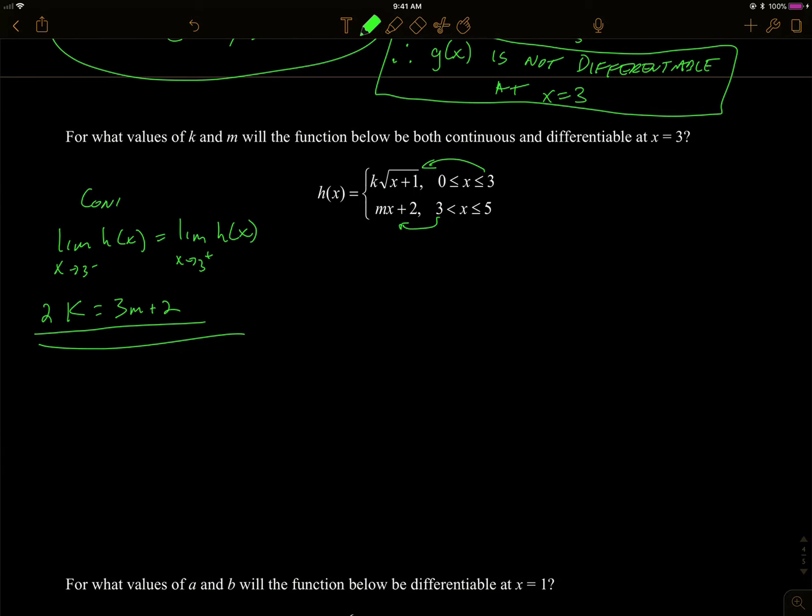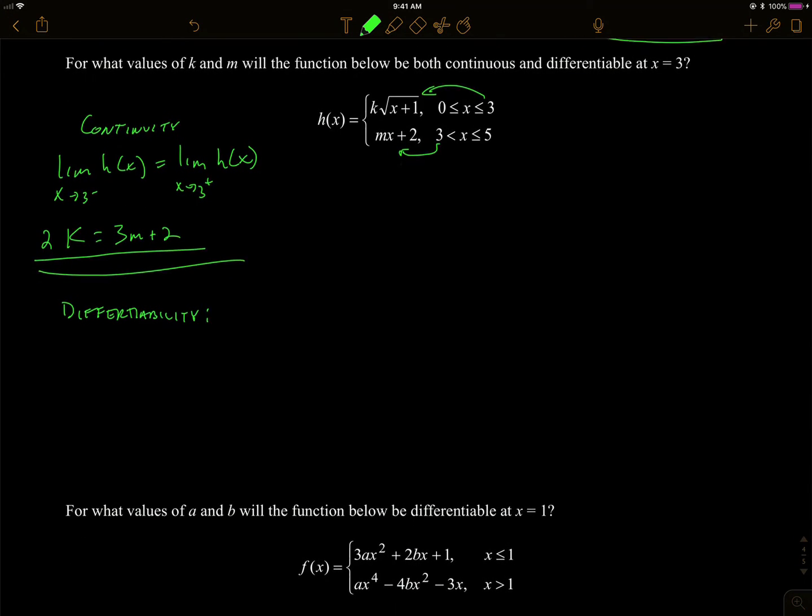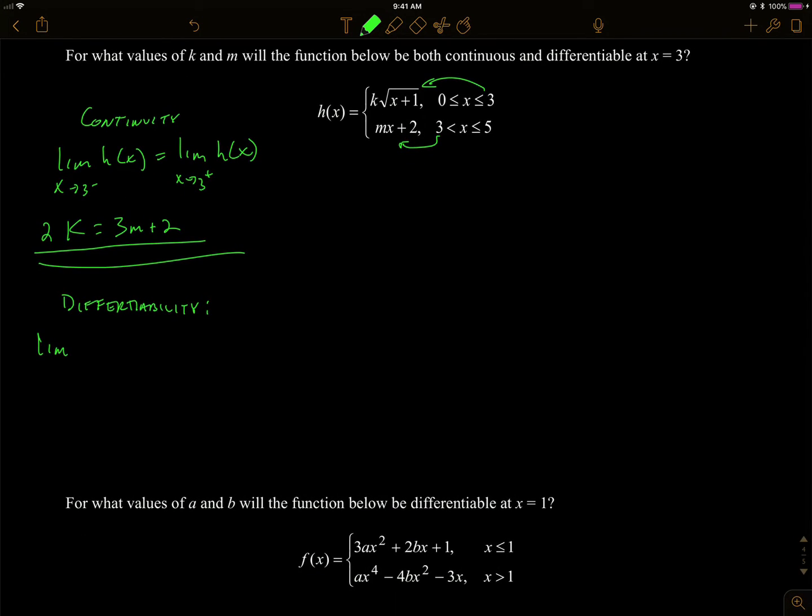So there's my first equation. My second equation is going to be, to prove that they're continuous, those limits have to be equal to each other. Now for the differentiability, if I make the limit from the left of the derivative equal the limit from the right, then the function will be differentiable. I already know it's continuous because I'm forcing it to be continuous from the top part. Now I just have to force it to be differentiable.